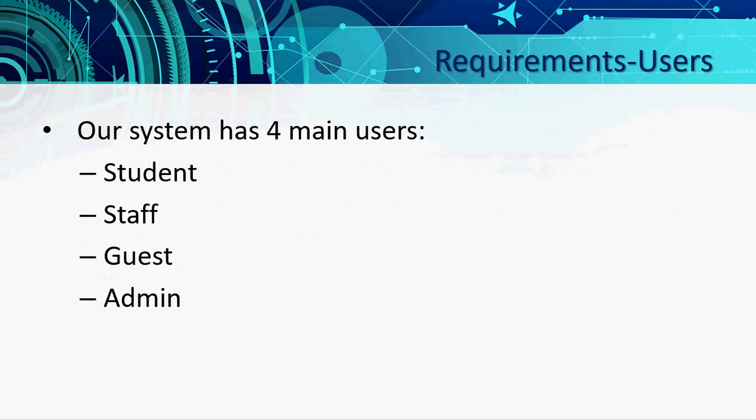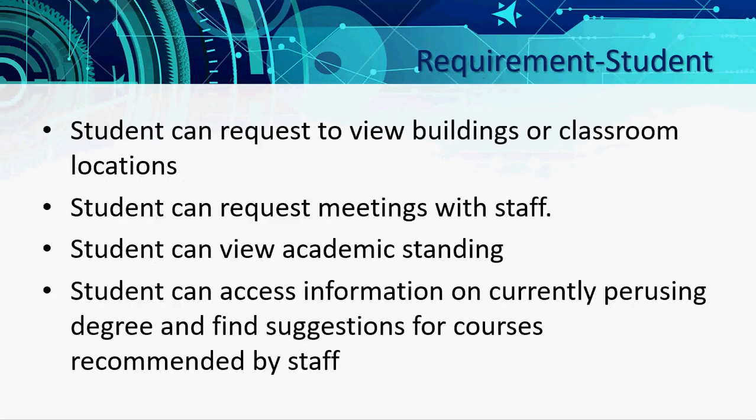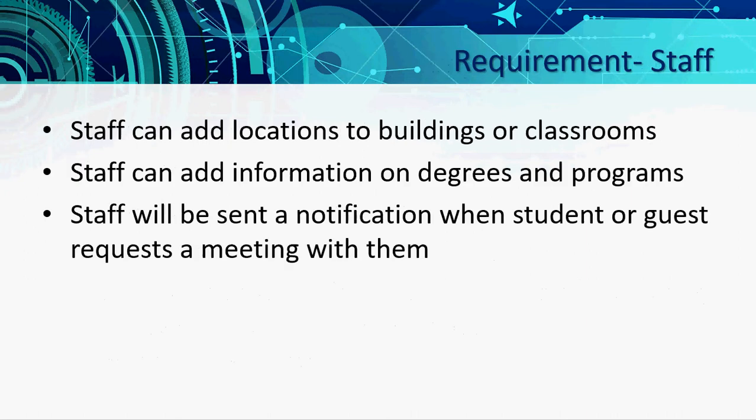Requirements of users. Our system has four main users: the staff, student, guest, and admin. The student can request to view buildings or classroom locations, request meetings with staff, and view academic standing. The student can access information on their currently pursuing degree and find suggestions for courses recommended by staff.